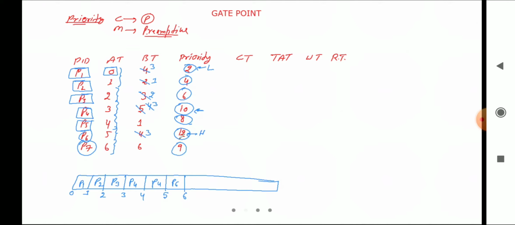Which one has the highest priority? This one has the highest priority. So next time also this one has the highest priority. That's why we'll execute this one completely, right? So we'll execute this one for 3 times. So 6 plus 3 is 9, and at time 9 this process P6 is complete.